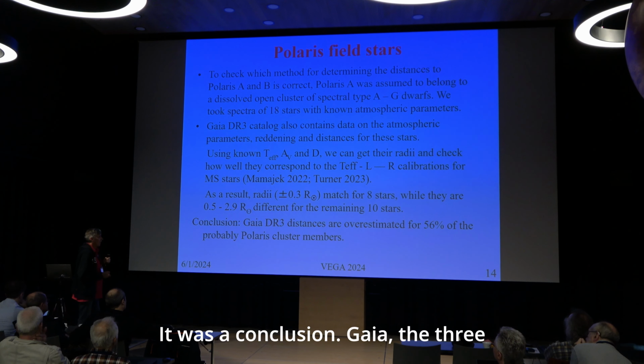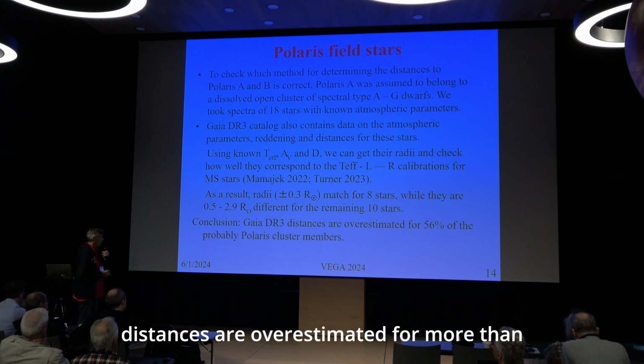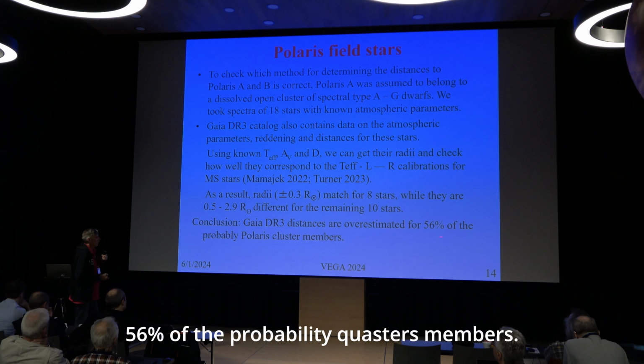And it was a conclusion: Gaia geometric distances are overestimated for 56% of the probable cluster members.